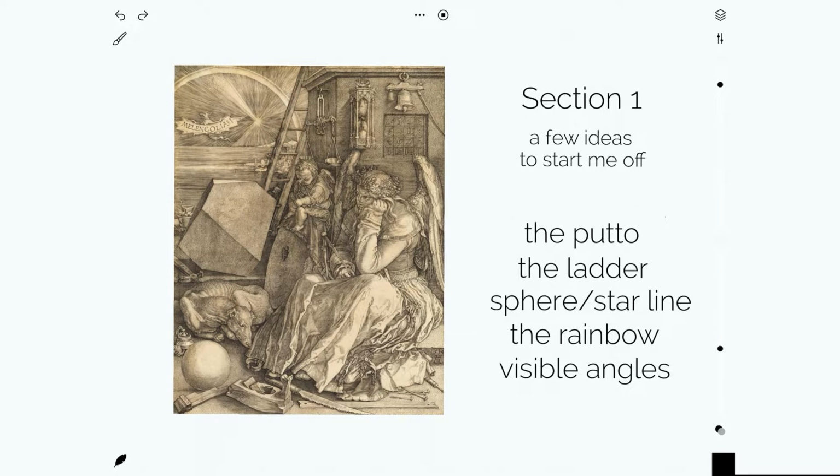I also could see there's some connection here. The sphere, the dog, the object, and the star. There seemed to be a line running down there, and I was interested in what angle that might be and what else it could relate to.